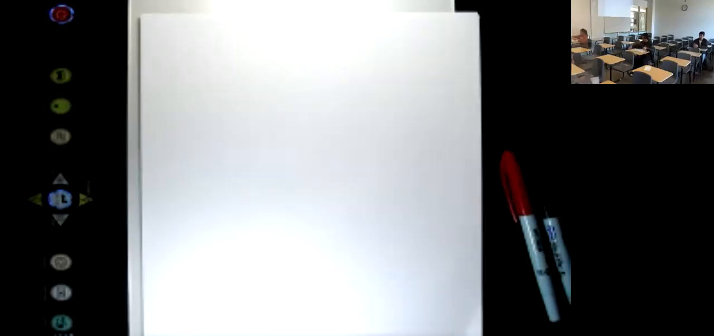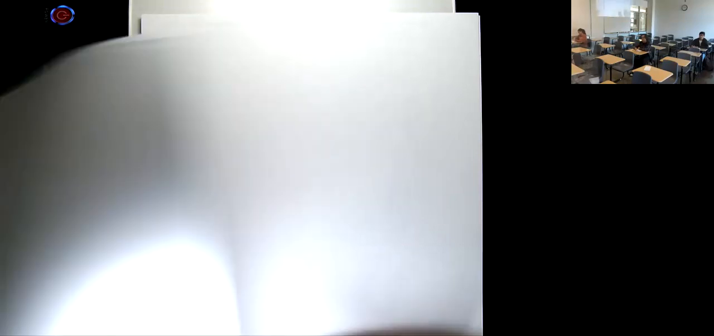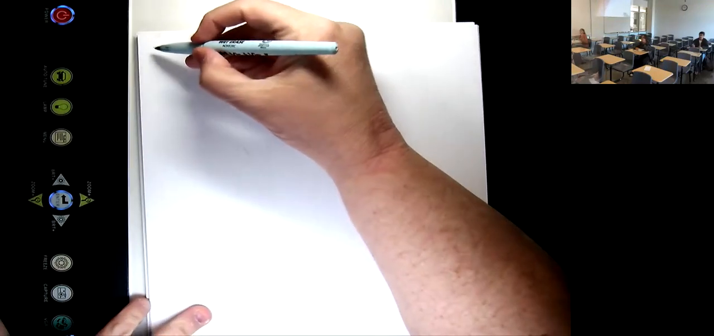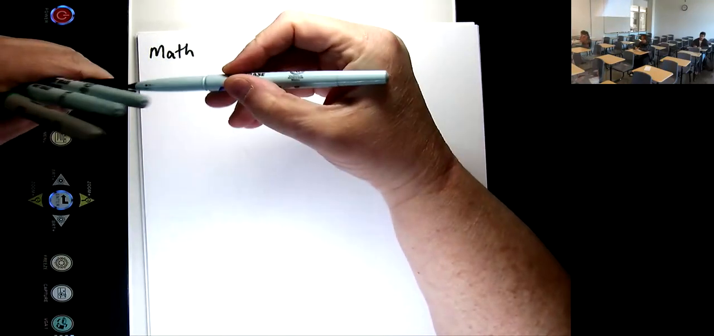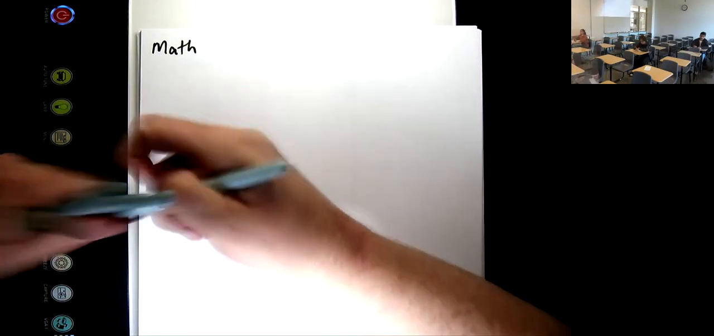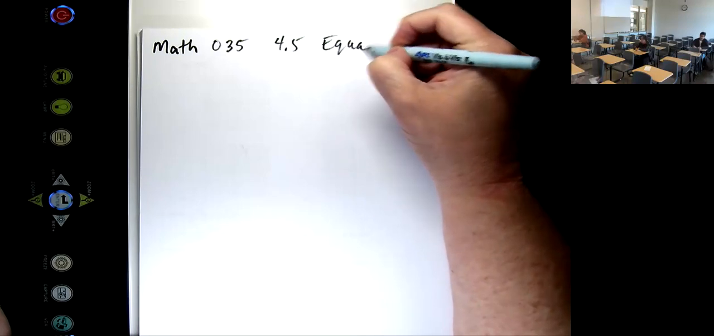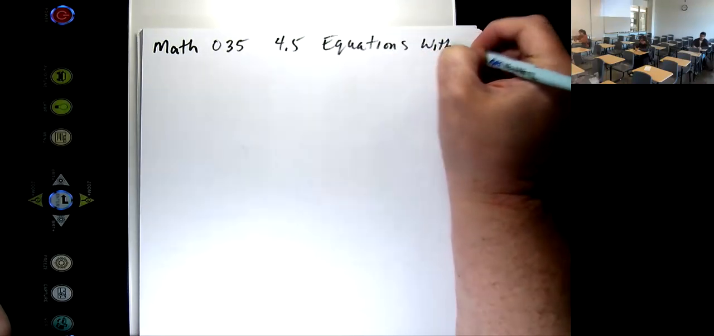All right, let's finish up chapter 4. Chapter 4 is more on logarithms and exponentials, but now we're using them in problem solving, which makes sense because that's what we do. We are a problem solving people. We'll get the pin first. I'm going to do 4.5 first. This is on equations with exponentials and logarithms.